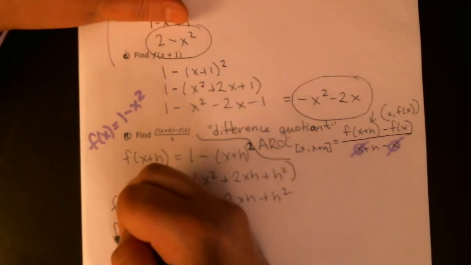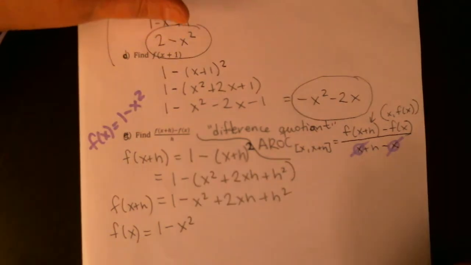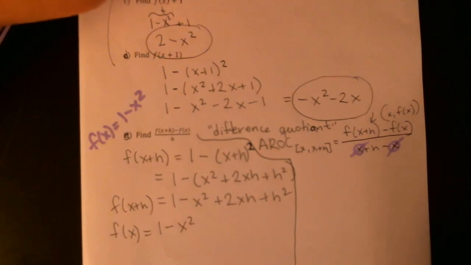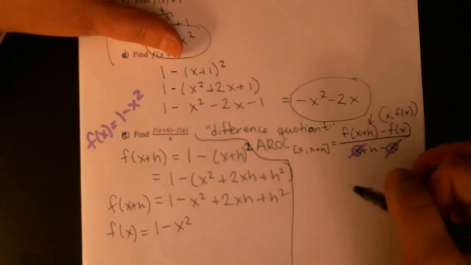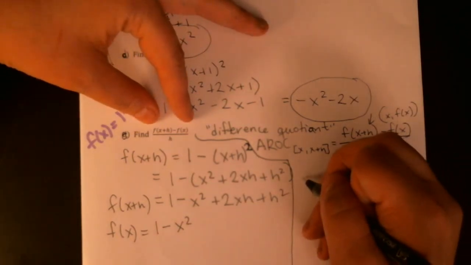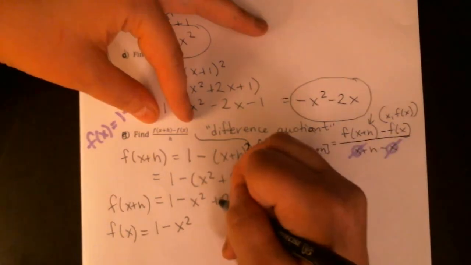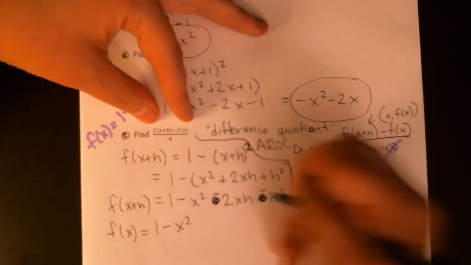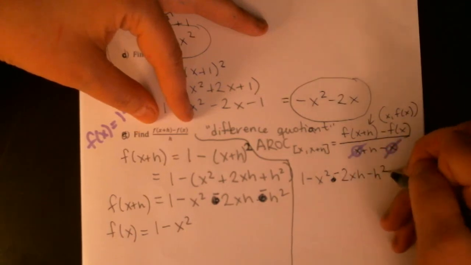Okay, so there's my f of x plus h. We also need to find f of x, but that's easy. It's 1 minus x squared. And then we need to put all of this together. You don't really have to do this separately, and as we get more comfortable, I'll start to do it all together, but I want you to see the pieces. So if we want f of x plus h minus f of x, that's going to be 1 minus x squared plus, oh, look at me. I lectured you about distributing minus signs, and then I didn't do it. There we go. Minus 2xh minus h squared.